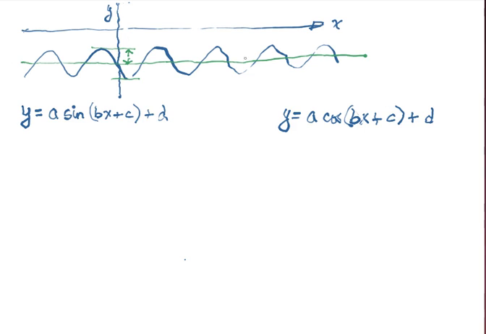Once we've identified the middle line, then it's halfway the distance from that middle line to a high point, that distance from the middle line to the low point is the same. And that distance from the middle line to the high or the low point, that distance is what the amplitude is going to be.